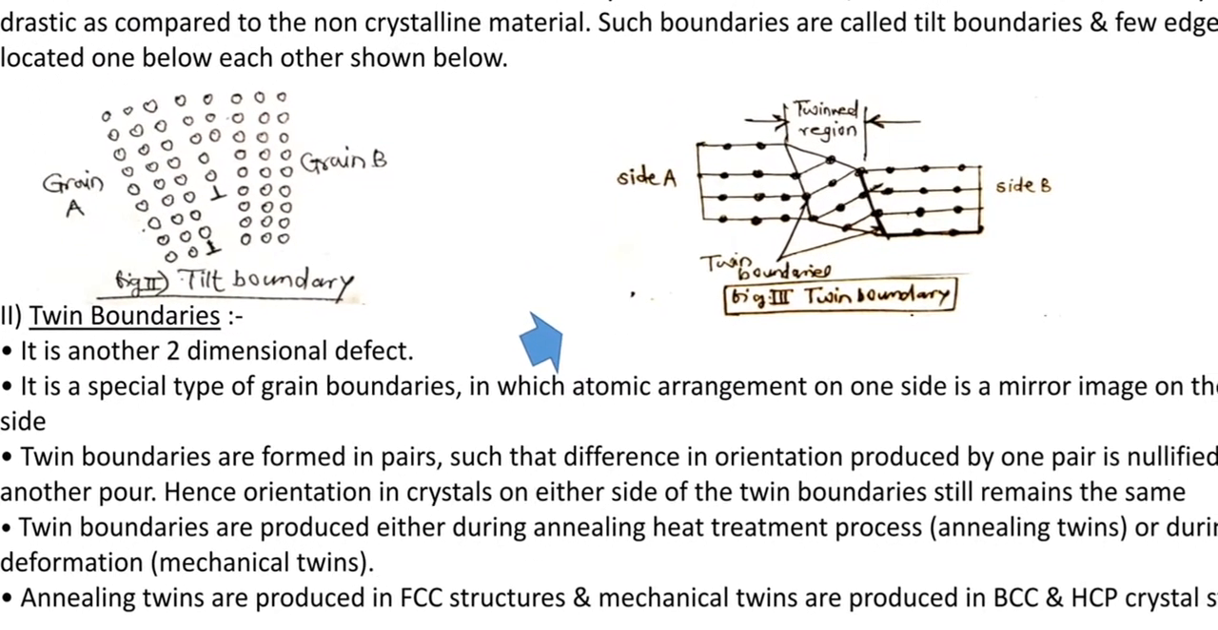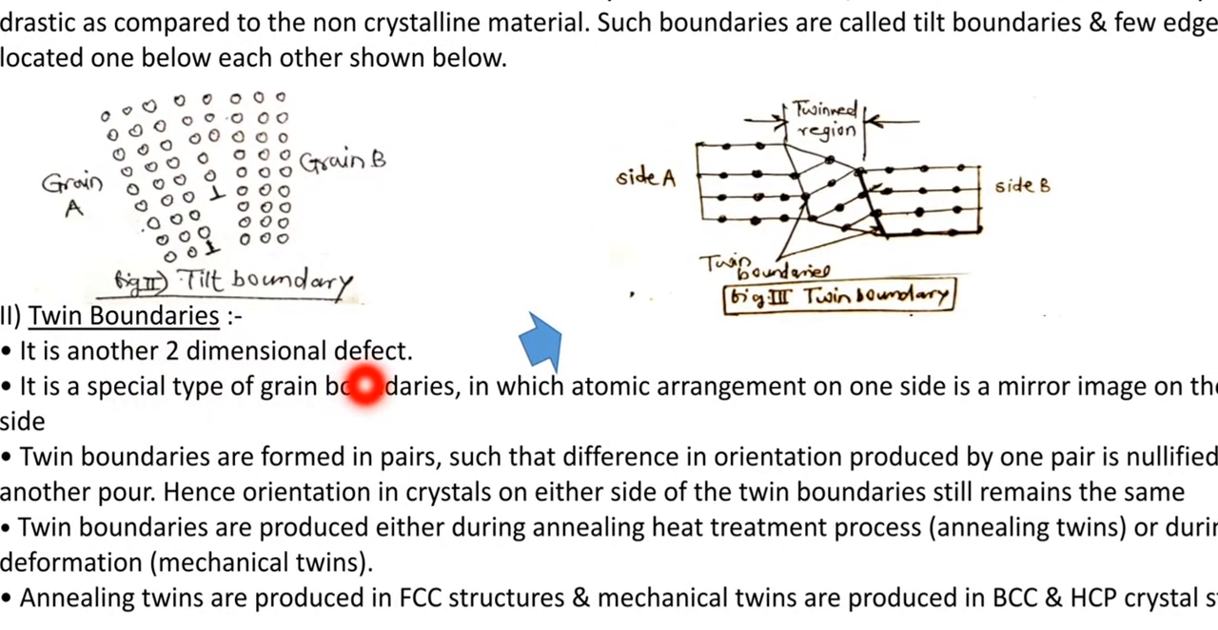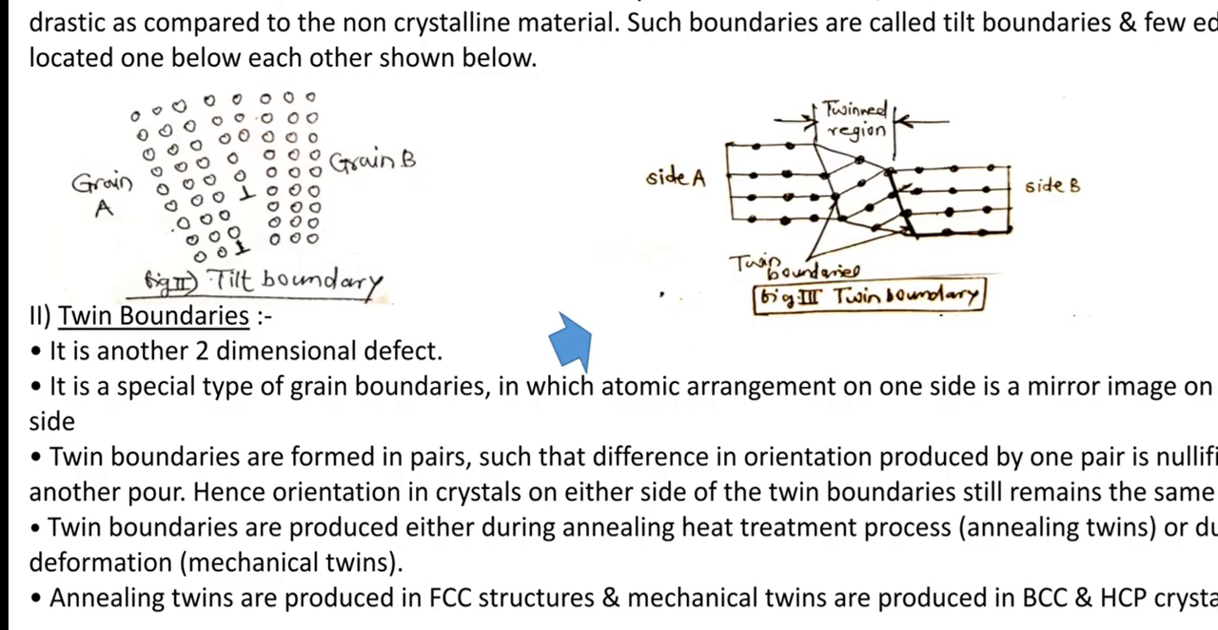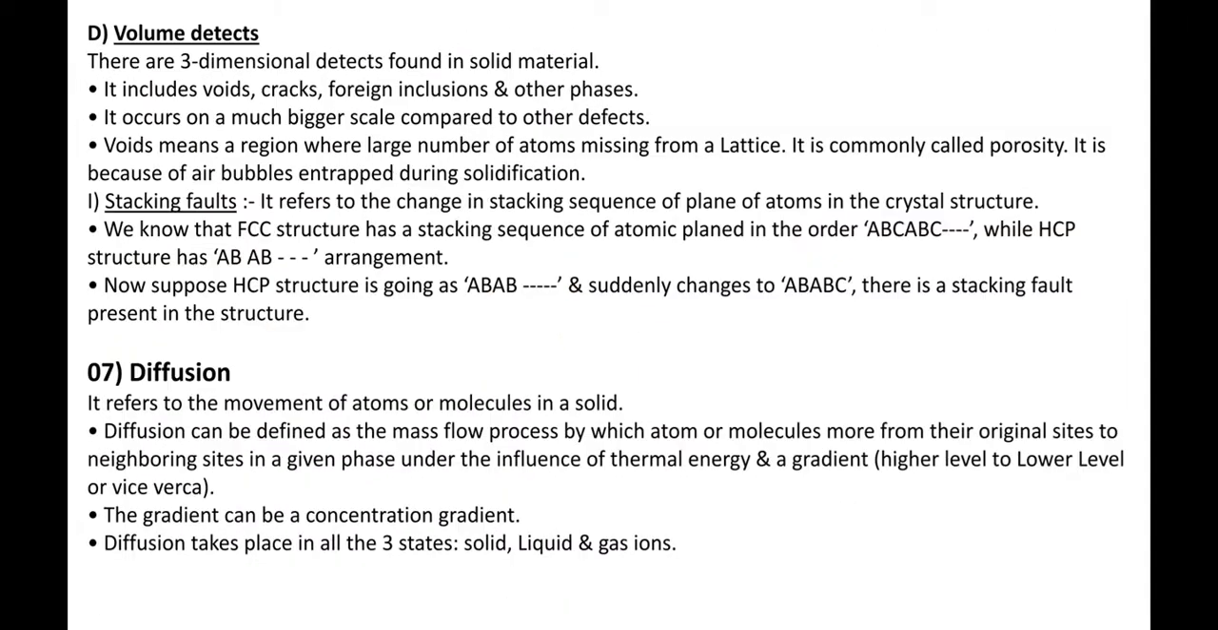Twin boundaries. You see here, it is a two-dimensional defect. On either side they form a mirror image. If we compare this image, both are mirror images on either side of this particular region. This region is known as the twinned region, and these two lines are known as twin boundaries. Annealing twins are produced in FCC structures, and mechanical twins are produced in BCC and HCP crystal structures.